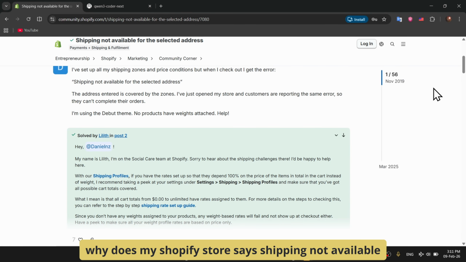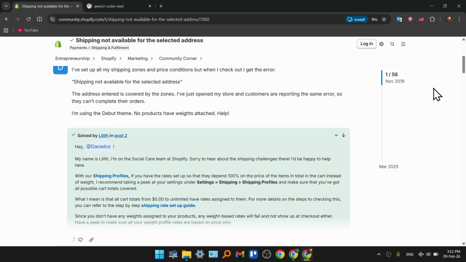So if your Shopify store shows "shipping not available for your address" at checkout, it's not a bug. It means Shopify can't find a valid shipping rate for that order. And here are the real causes. Firstly, and this is the most common reason, your customer's country or state is not included in any shipping zone. If a zone doesn't cover that location, Shopify blocks checkout because it has no shipping price.